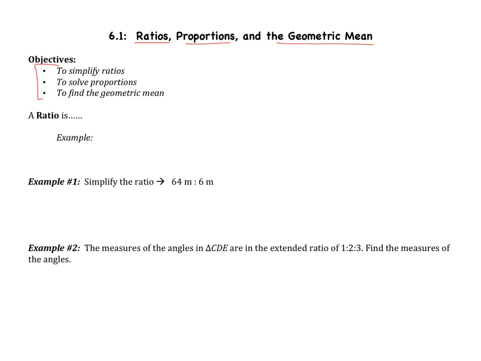Simplifying ratios and solving proportions you've seen before. You did that in Algebra 1. Finding the geometric mean is going to be a little bit new. Let's start out by defining what is a ratio. So a ratio is a comparison of two quantities.